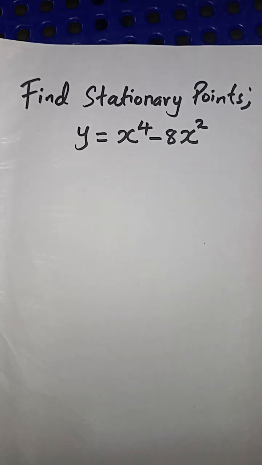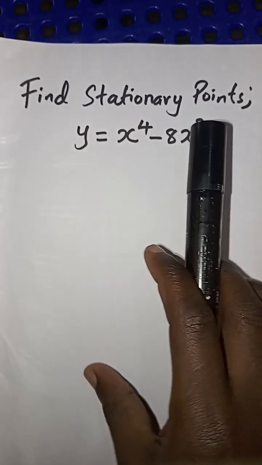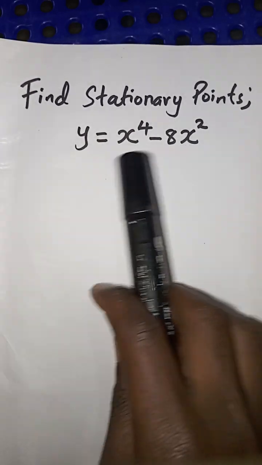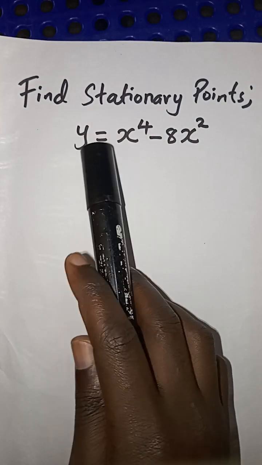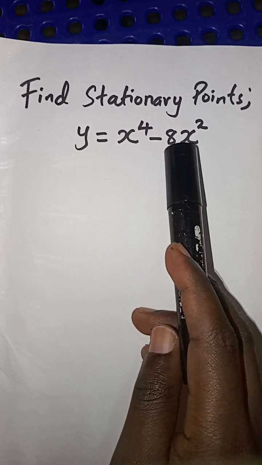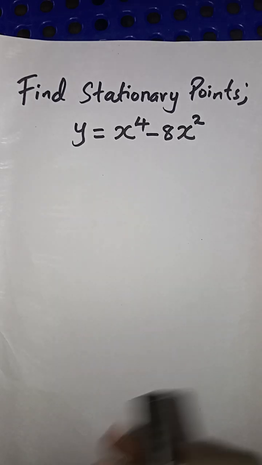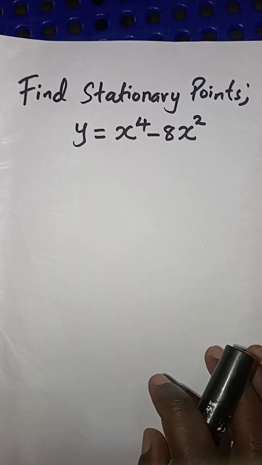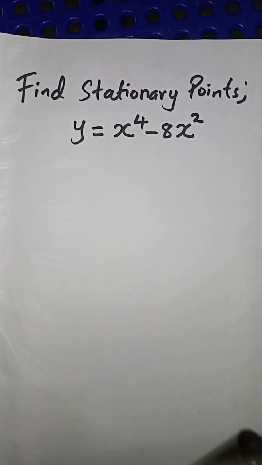Welcome to another video. Today we have an interesting question from calculus where we are required to find the stationary points, given that y is equal to x to the power 4 minus 8x to the power 2. So you're welcome. Watch up to the end until we find the stationary points, and if possible, we're going to sketch it.